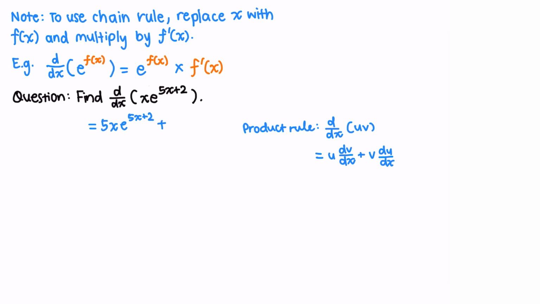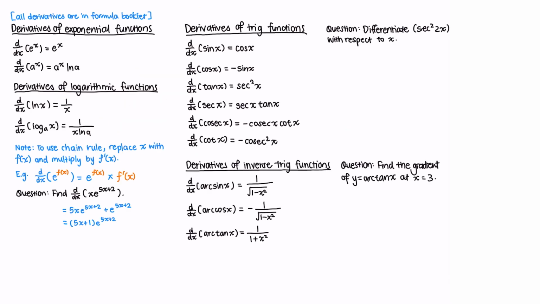And now we'll plus, and then I'm going to differentiate x, this just becomes 1, and then I'm going to keep v, and this becomes e to the power of 5x plus 2. So this is just e to the power of 5x plus 2, times (5x plus 1). And that's your answer.